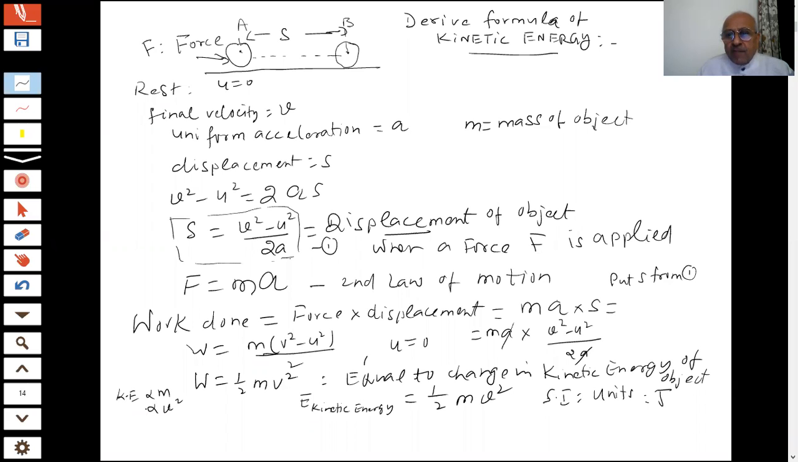The proportionality constant is half here. This is my proportionality constant. Okay? If I increase the velocity 3 times, the kinetic energy will become 9 times, because 3 squared is 9. Got it? Clear? Yes, sir.